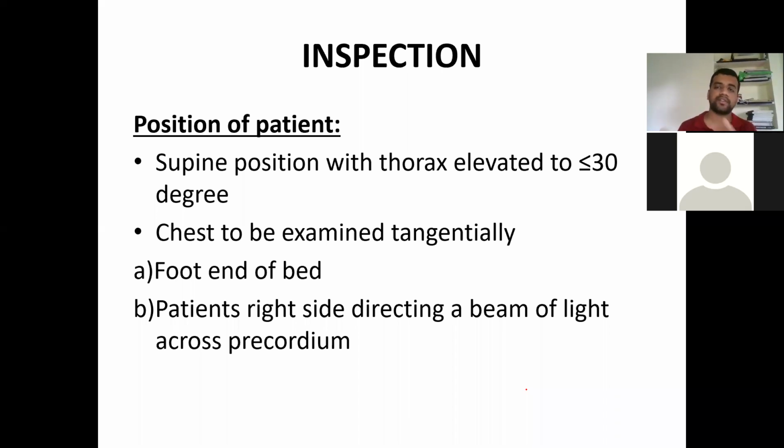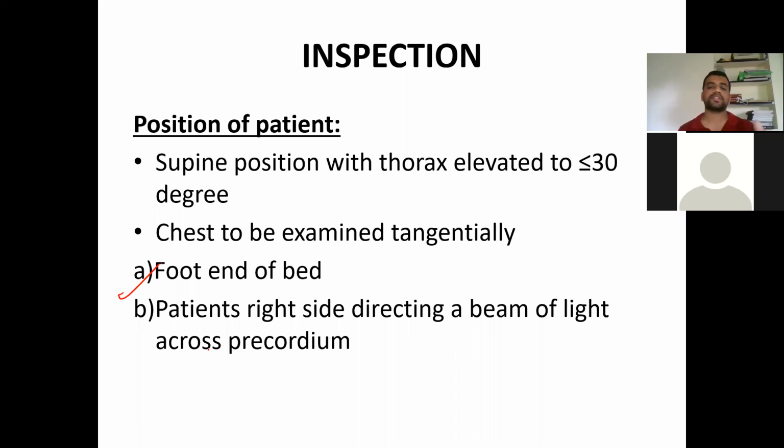Second, after the foot end, you are going to come to the right side of the patient, and from the right side you are going to see. The anterior chest level should be equal on both sides. If there is any bulge on the left side, you can see a hump or an elevation on the left hemithorax or over the precordial area when you are inspecting tangentially from the right side. So first is at the foot end of the bed. Second is the patient's right side, directing a beam of light across the precordium.